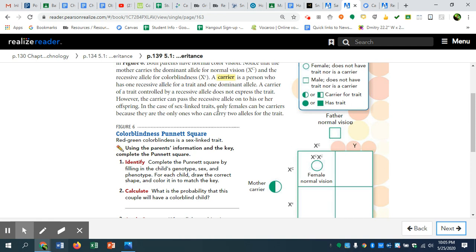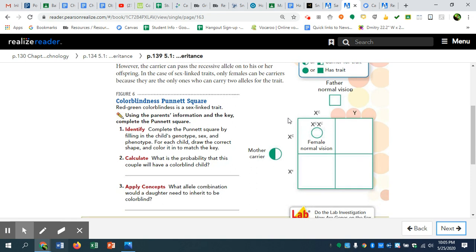And in the case of sex-linked traits, only females can be carriers because they are the only ones who carry two alleles for the trait. So this is why it's passed through our mother's chromosomes, but you have more males who show colorblindness. Females can have it, but more males have it because they only have one X. So they have more likelihood of having it, whereas females have to inherit two X's.